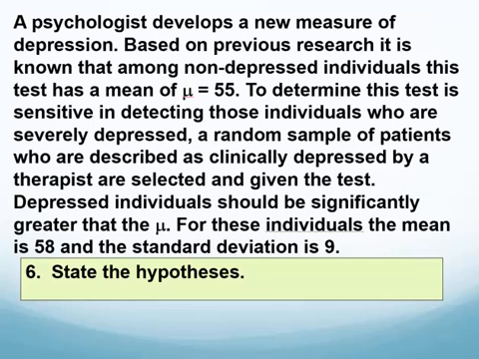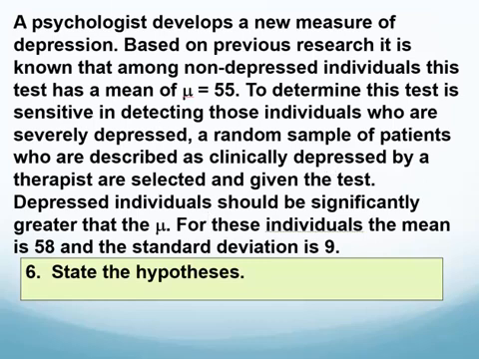So again, ask yourself if there's a directional prediction, right? And here we've got it right here. Depressed individuals should be significantly greater than the population mean. So that means we expect our sample mean to be greater than whatever this population mean is.